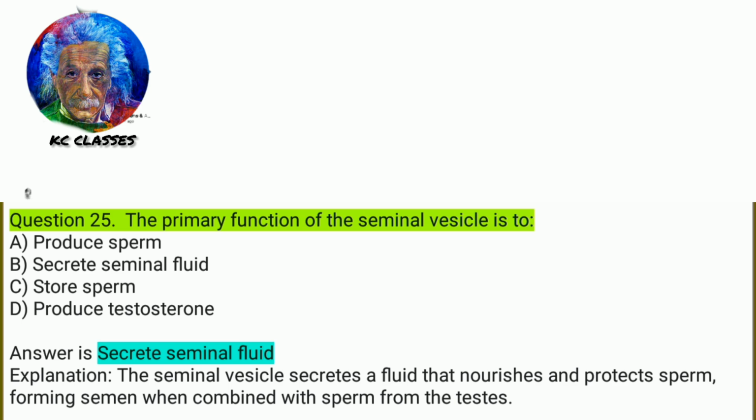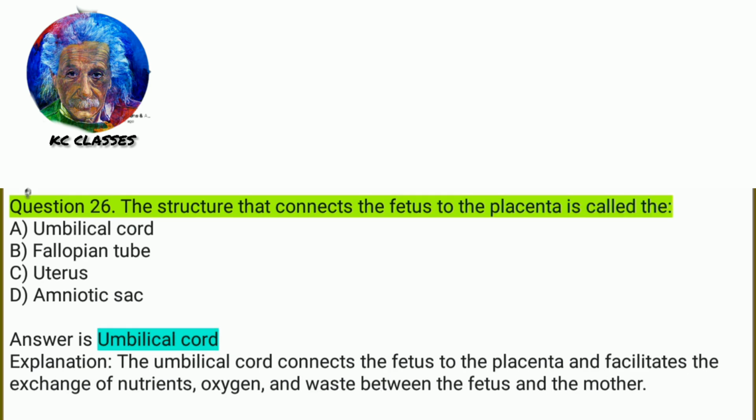Question 25: The primary function of the seminal vesicle is to A. Produce sperm. B. Secrete seminal fluid. C. Store sperm. D. Produce testosterone. Answer is secrete seminal fluid. Explanation: the seminal vesicle secretes a fluid that nourishes and protects sperm, forming semen when combined with sperm from the testes.